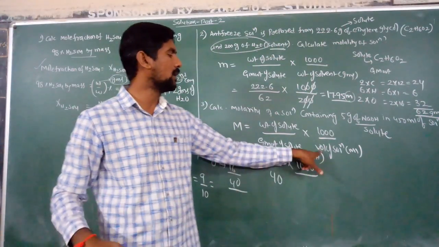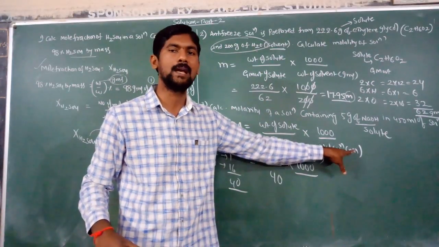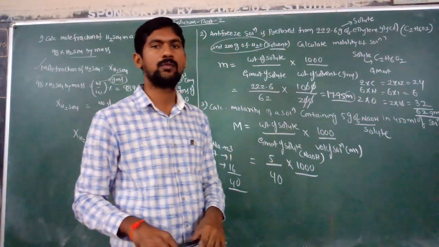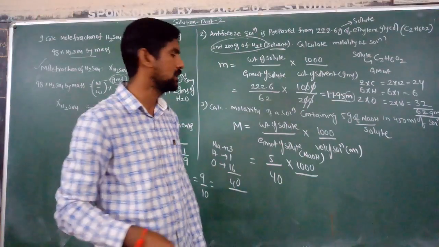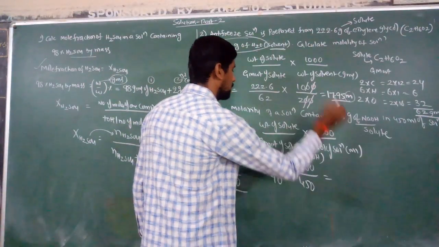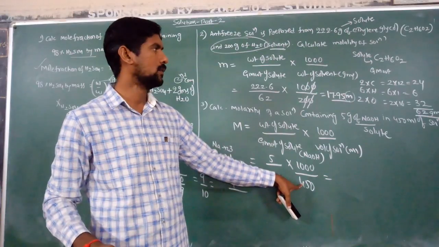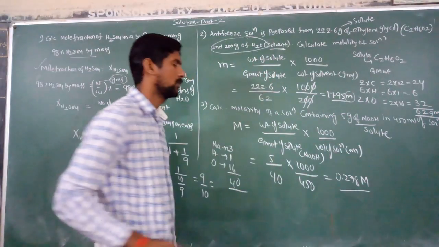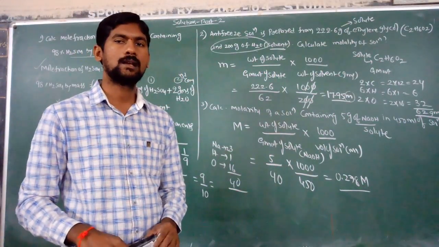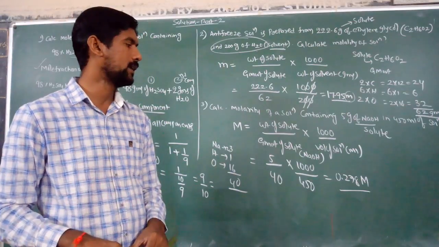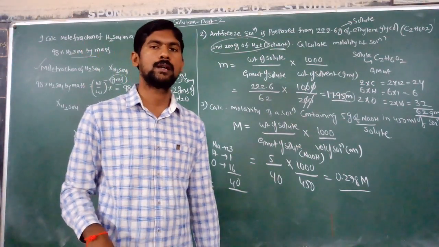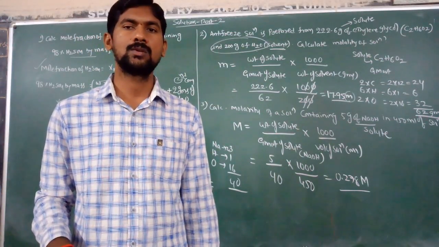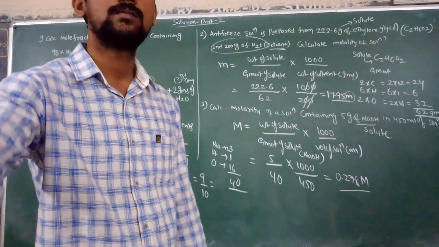1000 by the volume of solution in ml. 5 gram of NaOH is dissolved in 450 ml of solution, therefore the volume of solution is 450 ml. Then we get the answer 0.278 capital M. So these are very important problems. You must solve the other problems of the same models, the in-text questions and exercises in the textbook.